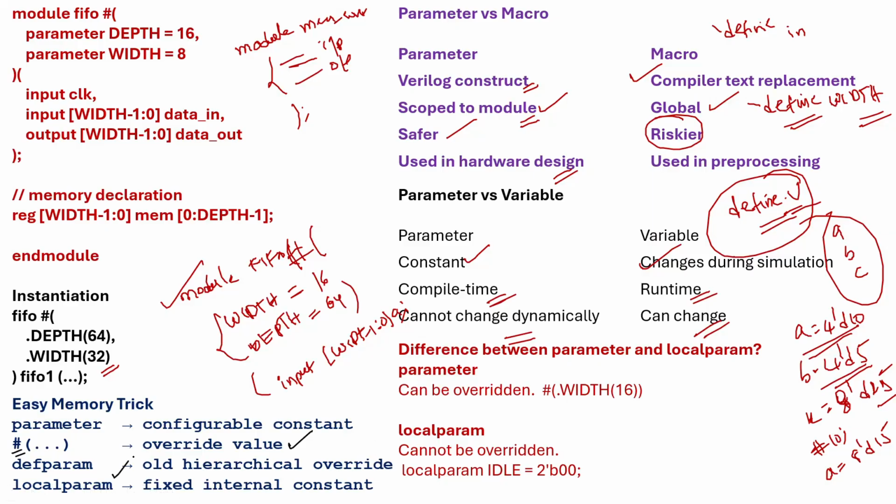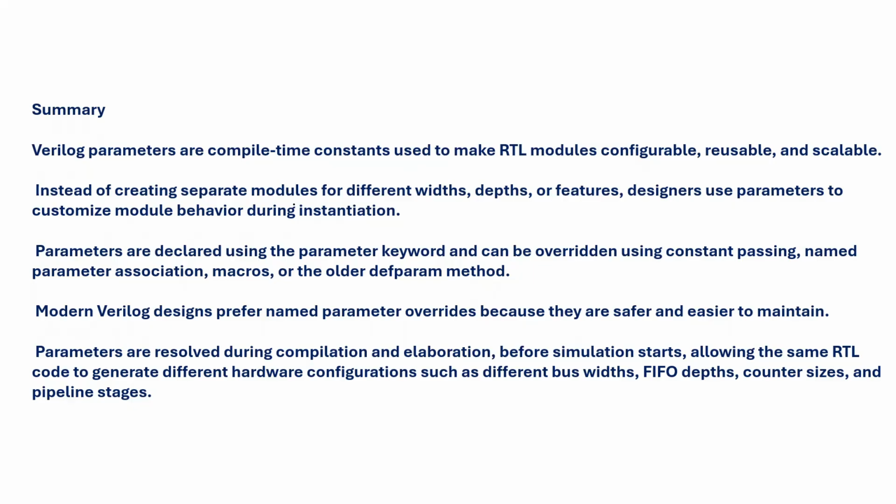Local parameters are fixed internal constants. In the same module you can fix some values, and that is the local parameter. So a local parameter cannot be overridden. A global parameter can be overridden, but local parameters we can't override. Remember that. So this is the summary.